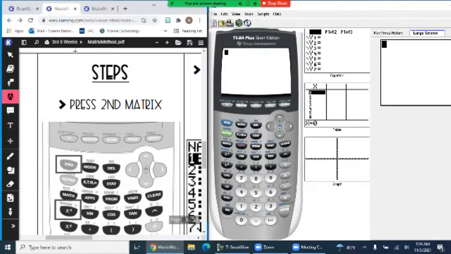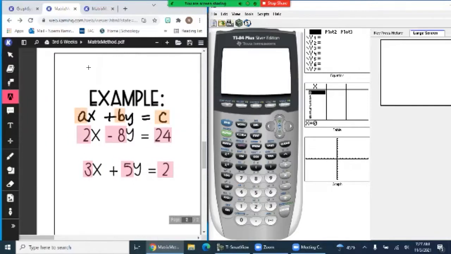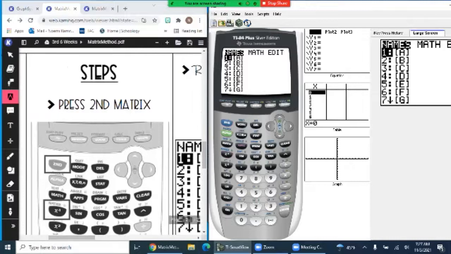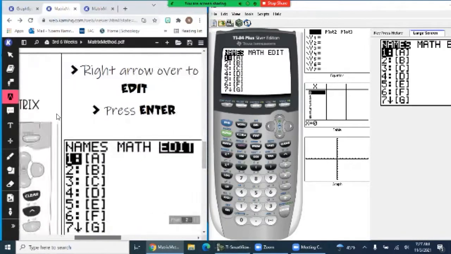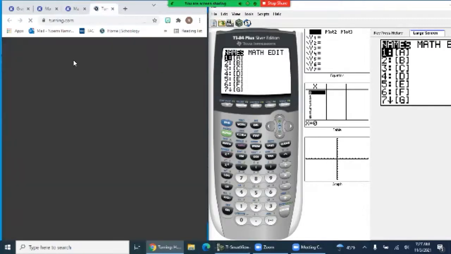Okay, the very first thing, you convert your equations to standard form. So make sure x and y are both on the same side and your constant is on the other side of the equal sign. You're going to press second, matrix, which is right here. You see it in blue. So you press second and you'll come across this screen. Now we're going to right arrow over to edit.